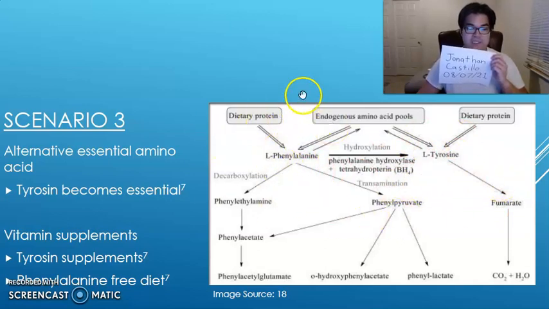But even taking tyrosine supplements will not be enough. Patients with phenylketonuria should also take in foods free of phenylalanine. This will help with the first step of phenylalanine metabolism, as less phenylalanine will prevent accumulation.